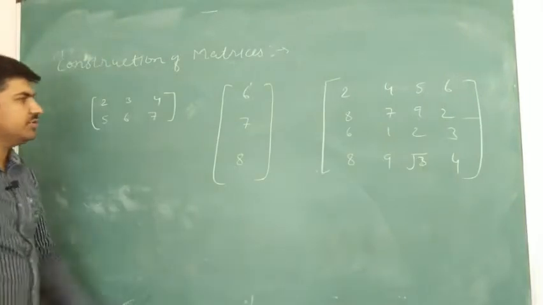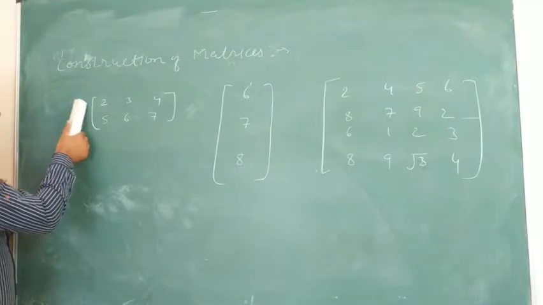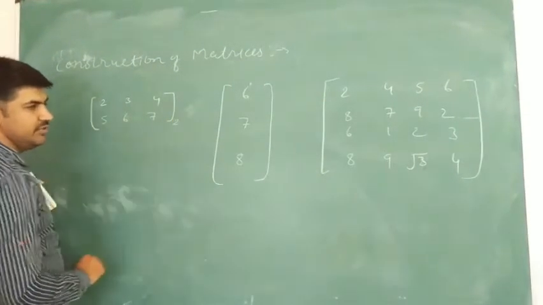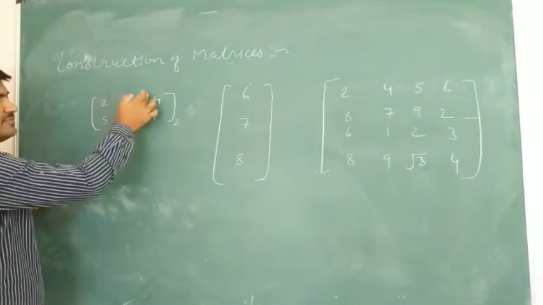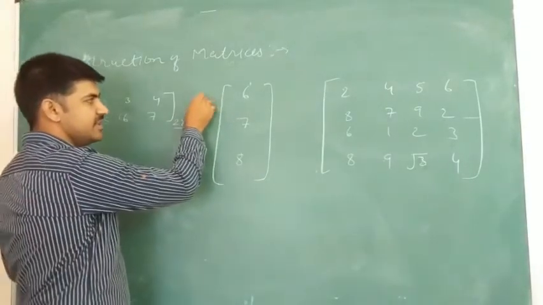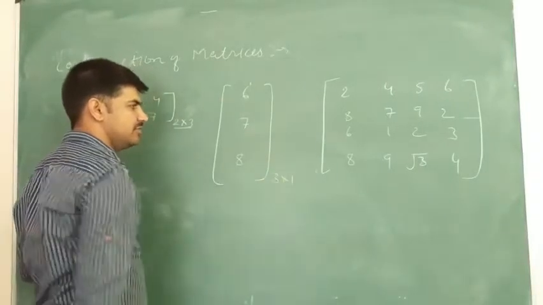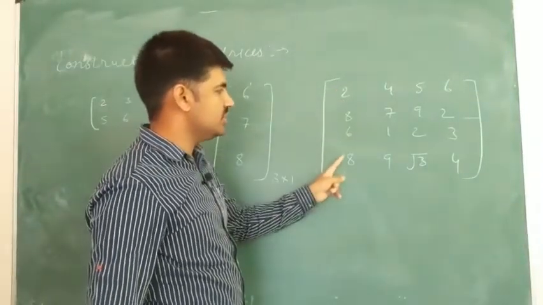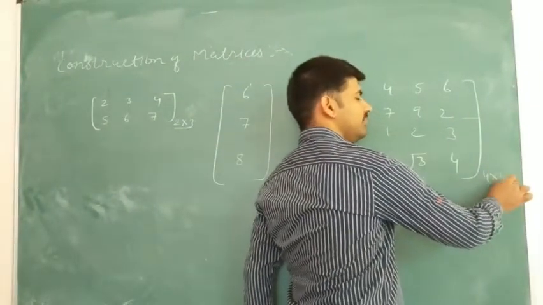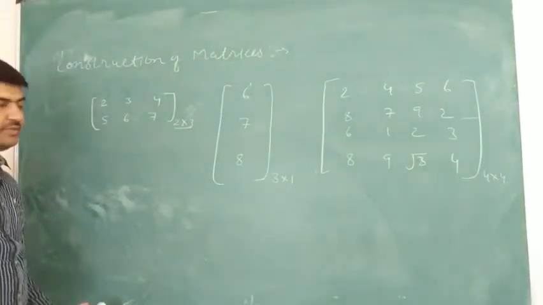if the question is to write the orders of these matrices, what you need to do is, first of all, to notice the number of rows, the first row, second row. So since there are 2 rows, we have written 2, and there are 3 columns in this particular matrix, so 2 by 3 is the order of this particular matrix. Since there are 3 rows in this matrix and 1 column, therefore 3 by 1 is the order of the matrix. Since there are 4 rows and 4 columns in this matrix, the order of the matrix is 4 by 4. That is how we can get the order of any given matrix.